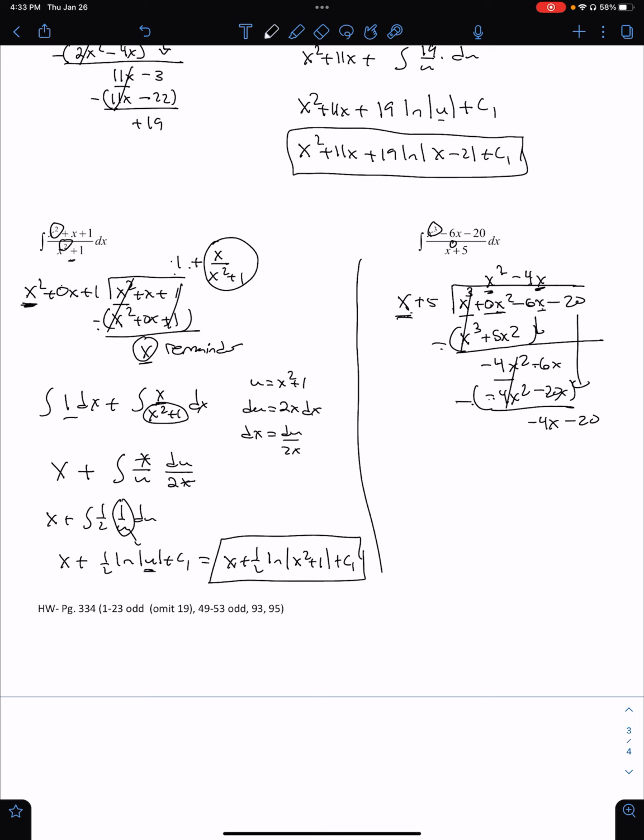Bring down that minus 20 there. And what do we multiply x by to cancel with this 14x? Of course, it's a minus 4. And we get negative 4x. Again, minus 20. And let's see here. Oh, how nice is that? When you subtract, everything cancels. And we get 0. So notice, in this case, there's no remainder.